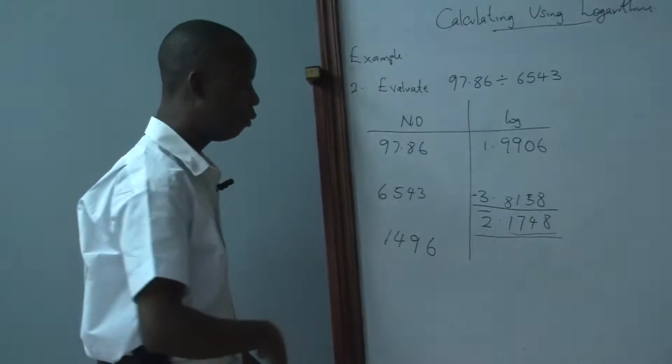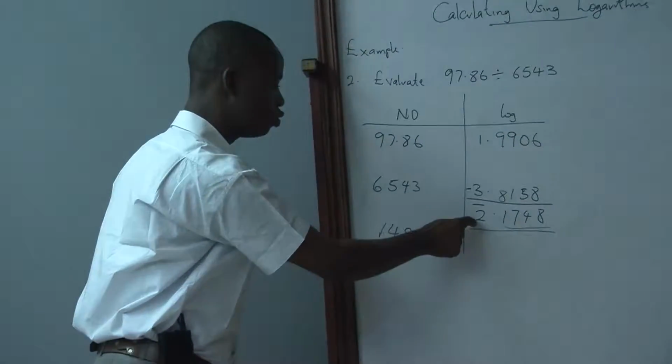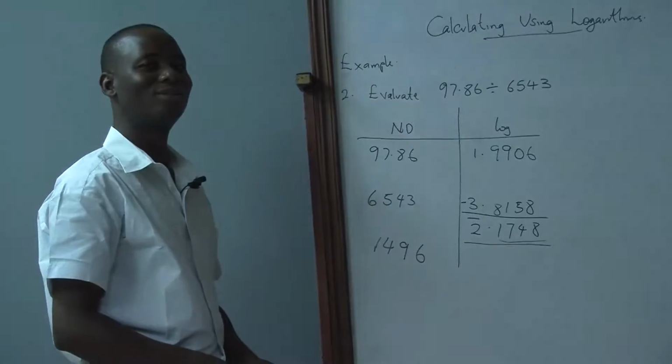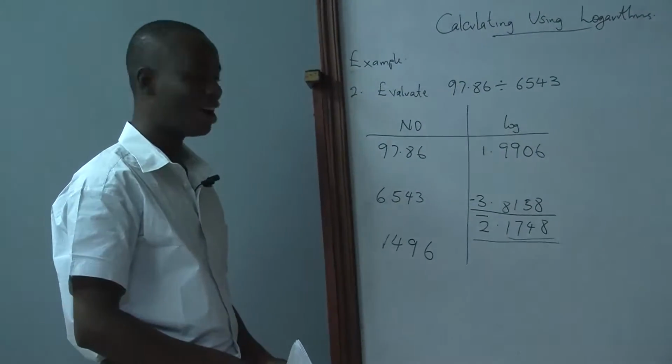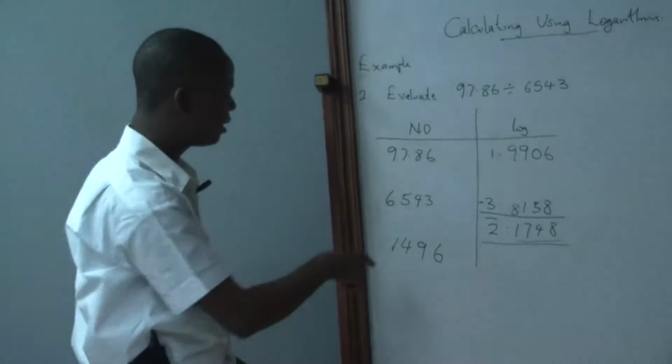1496. Now we're done with this. Then we need to use this bar 2. Remember, bar 2 is what? Minus 2. Okay. Now we have to write this in standard form.